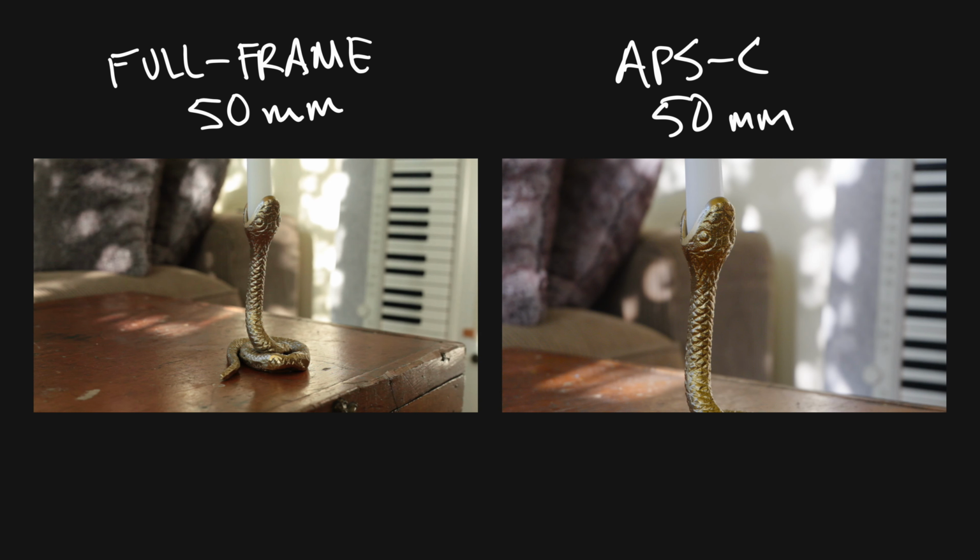How we get that 1.5 for the crop factor is that you take 23.5, the width of the APS-C sensor, and you multiply that by 1.5 and it results in 35 millimeters, the width of a full frame sensor. Both of these images are shot with a 50 millimeter lens. The one on the left with the 50 millimeter lens on a full frame camera, and the one on the right with a 50 millimeter lens on an APS-C camera.